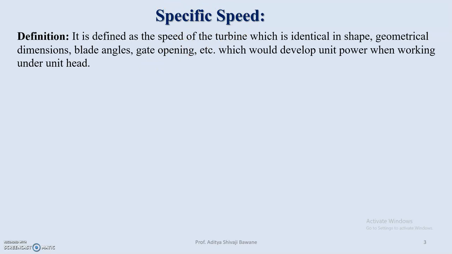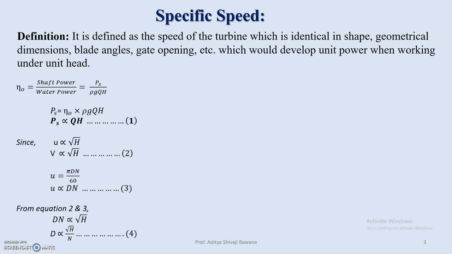So let us derive the expression for specific speed. Initially we go for overall efficiency. What we know is that overall efficiency is nothing but shaft power by water power. Shaft power is PS in this case, and water power I can say is rho g QH. So from this equation I can derive PS equals overall efficiency into rho g QH. So we can see PS, that is shaft power, is directly proportional to Q into H. Consider this as equation 1.